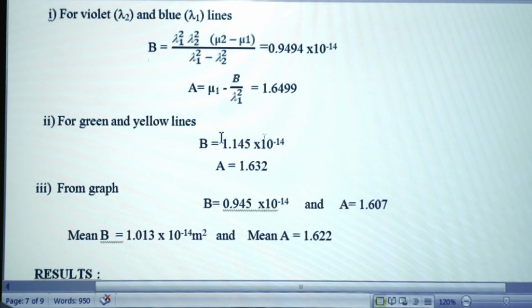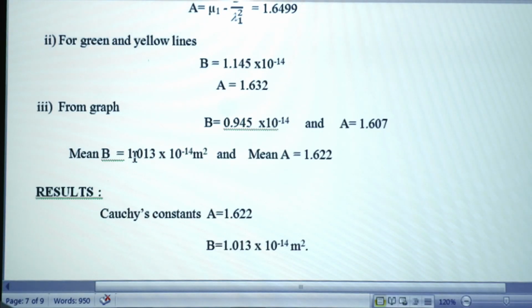The same formula is used, but the colors used are green and yellow. Then B is calculated, and we obtain B equal to 1.145 into 10 to the power minus 14, and A is calculated again, that is 1.632. Now you can take the mean of these two B values, and similarly the mean of the A values.